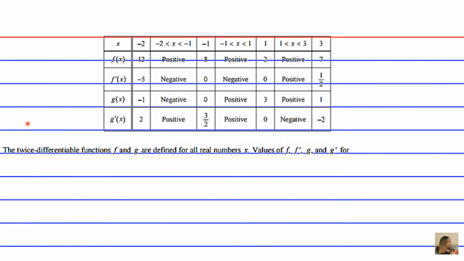All right, so the twice differentiable functions f and g are defined for all real numbers x. Values of f of x, f prime, g, and g prime for various values of x are given in this table. Evaluate the integral from -2 to 3 of f prime of g of x times g prime of x dx.